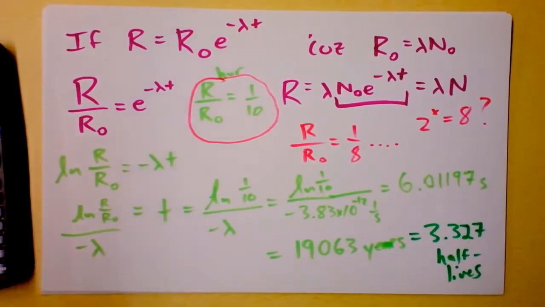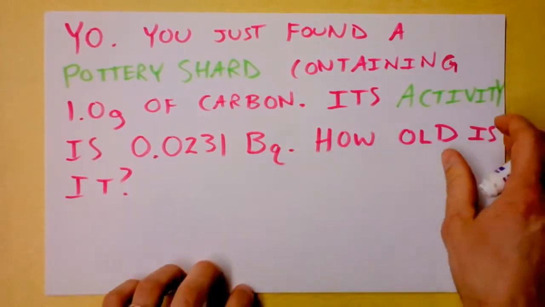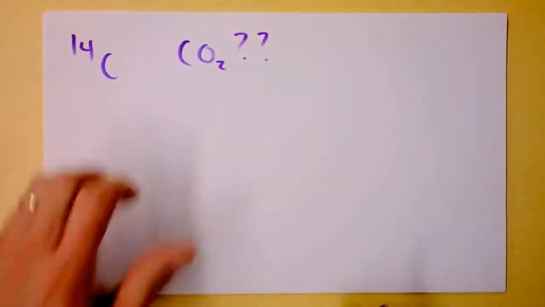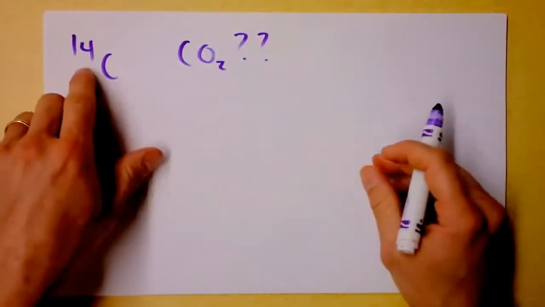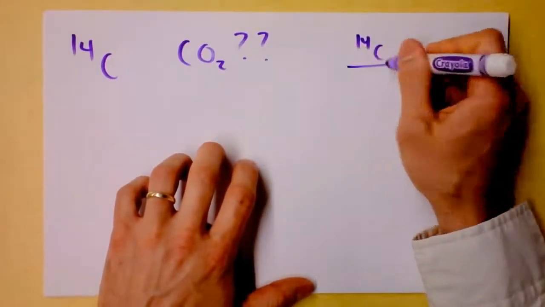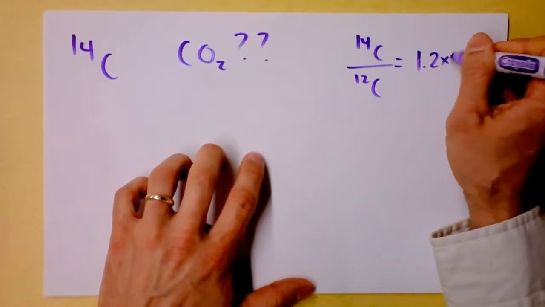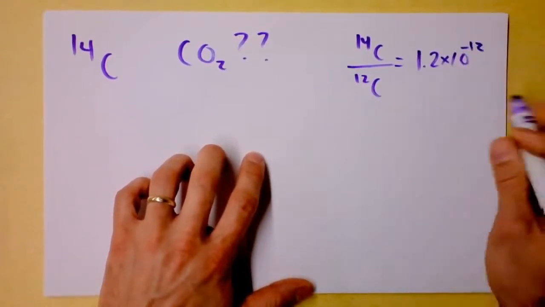Goodbye. Gram of carbon. Its activity is 0.0231 becquerels. How old is it? And you are about to find out because you are about to start dating dead things. So here we go. Plants capture carbon-14, and when they die, the percentage of carbon-14 in them is given by this equation. It's a very small percentage, 10 to the negative 12th.